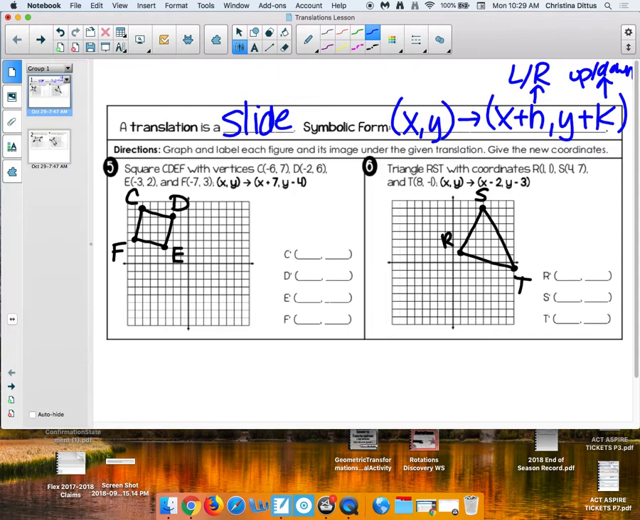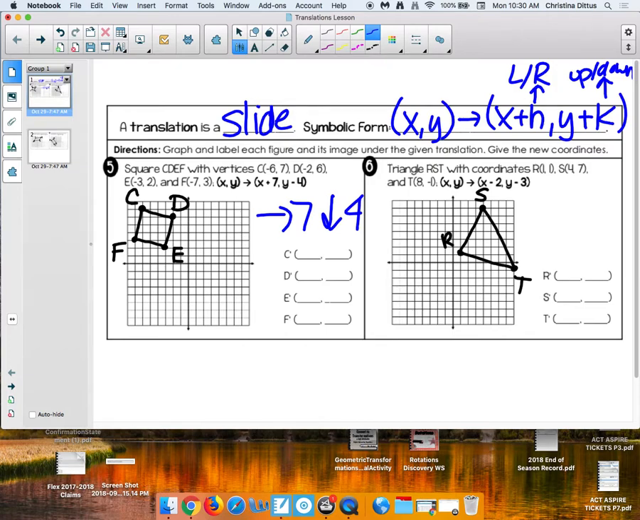Okay. So let's look at number 5. We've got these vertices I already drew for you. Then it tells me my rule. It says take your coordinate, add 7 to your x, and subtract 4 from your y. What's that going to look like? Am I going left or right? I'm going right because it's a plus 7. How much? 7. What's the y minus 4 look like? What's happening there? Down 4.